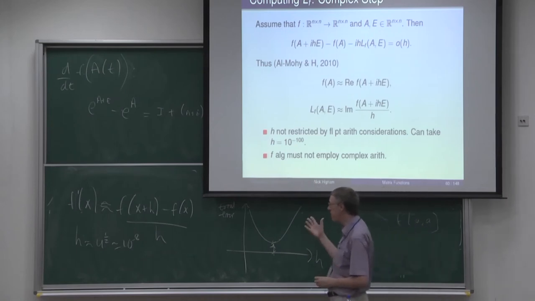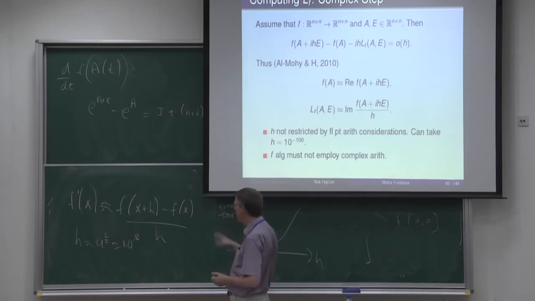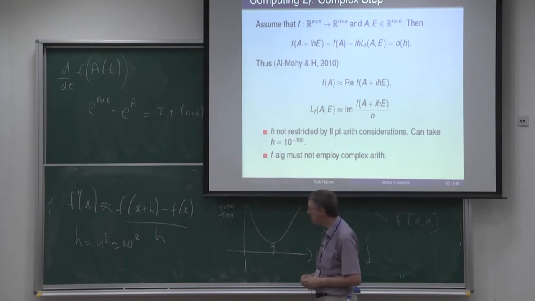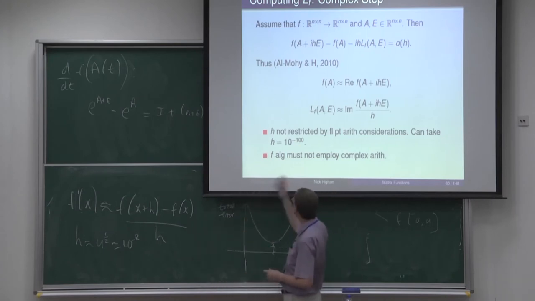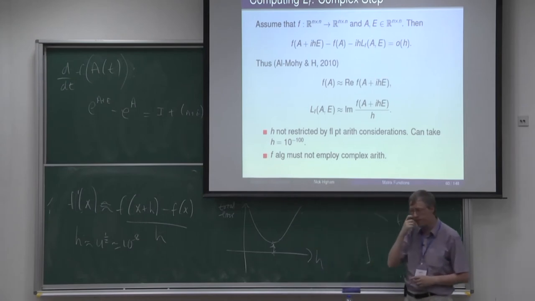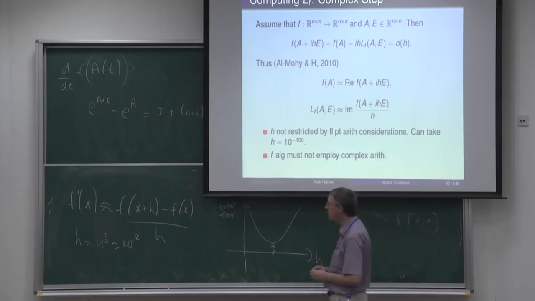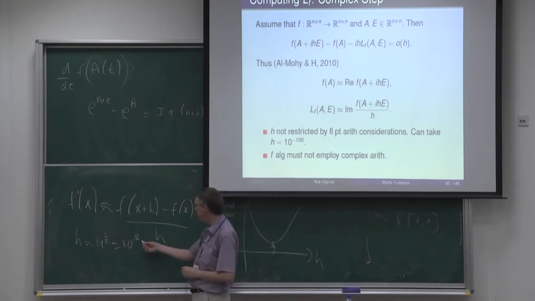So what I've just said there is entirely standard. It's in all the textbooks. It applies equally well to the scalar case as to the matrix case. So finite differences would be one possible way to approximate the Fréchet derivative. But again, with this limitation of only getting half precision.